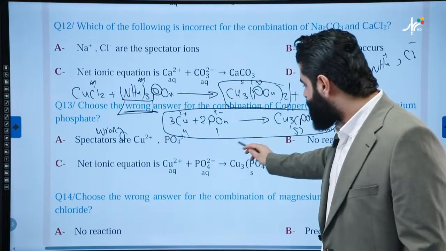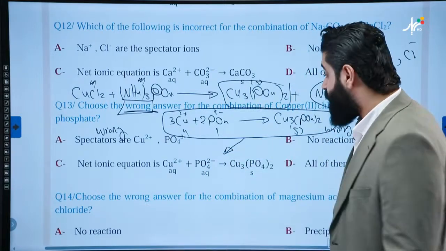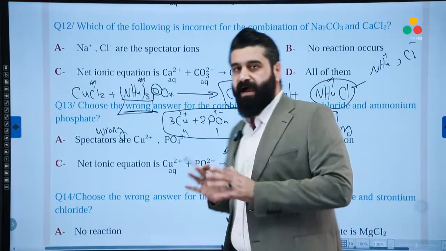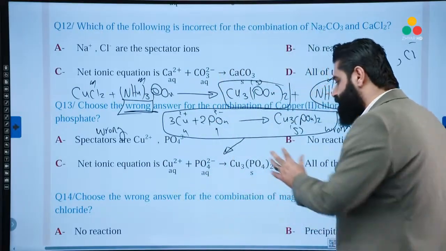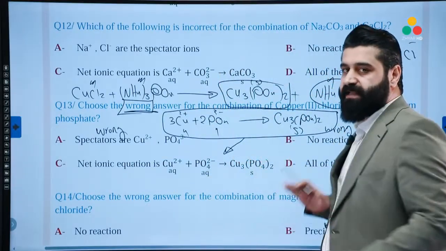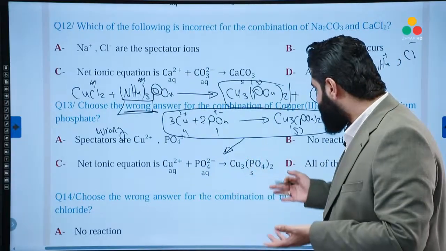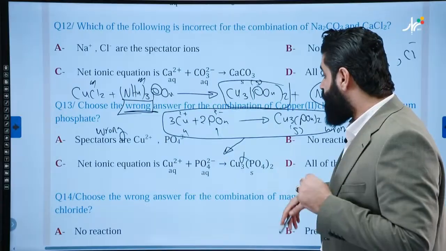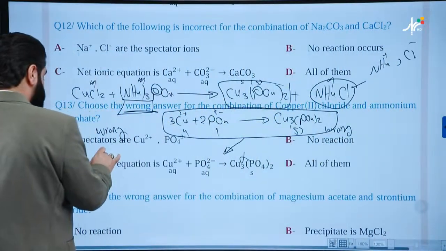Is there any difference between them? Yeah, of course. However, the ions are correct. They have been placed at the right position. Same thing is true for the compound. It has been located on the product side. But because this is not balanced, this is incorrect. So which one is the wrong answer?